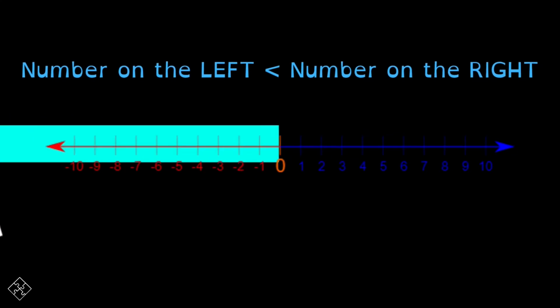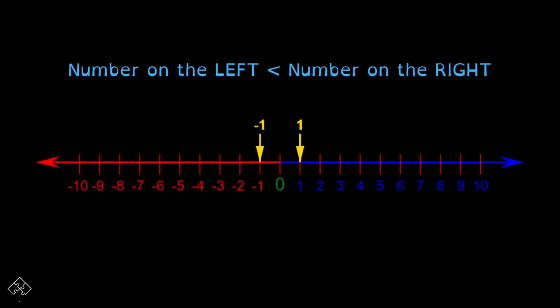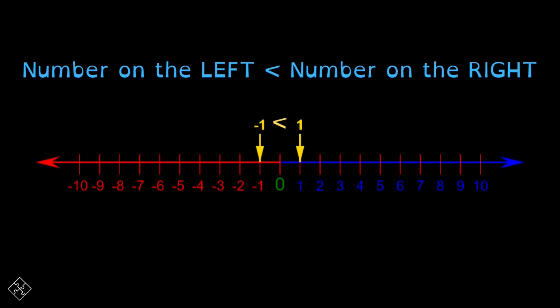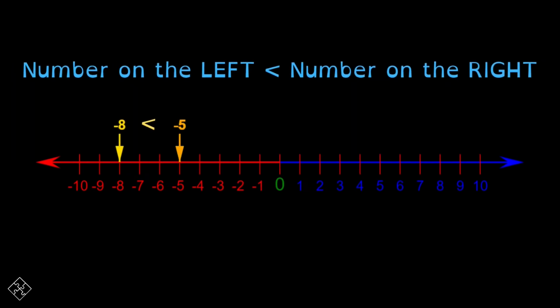In this case, for example, 5 is less than 8. Negative 1 is less than 1. Negative 8 is less than negative 5.